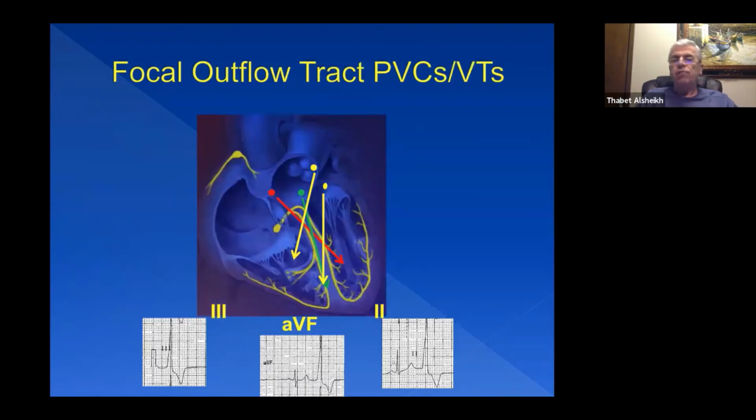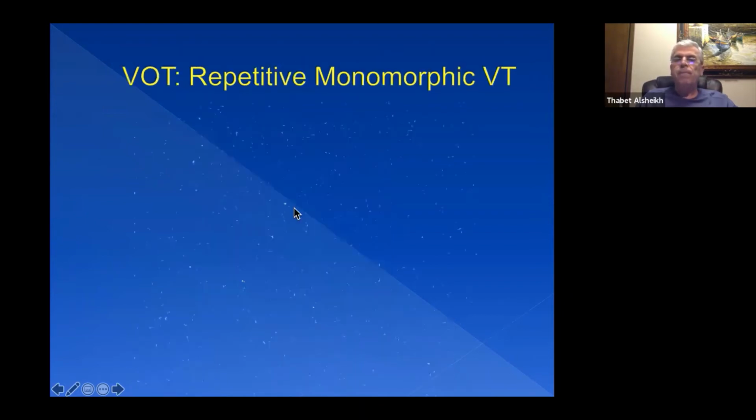How about in focal ventricular tachycardia or PVCs? This is the right atrium, the right ventricle, the pulmonic valve, and the outflow tract of the right ventricle. The outflow tract of the left ventricle is here. These are the sites of origin of most of the focal ventricular ectopies or ventricular tachycardia.